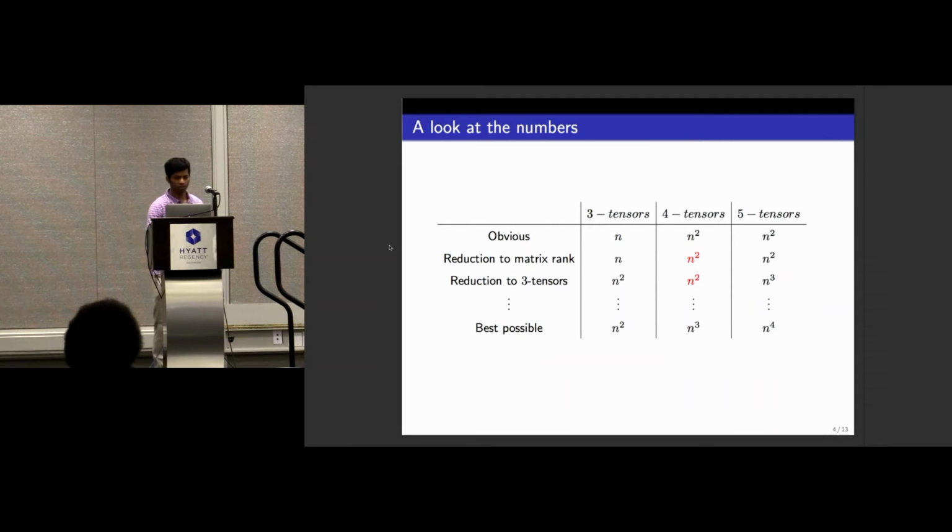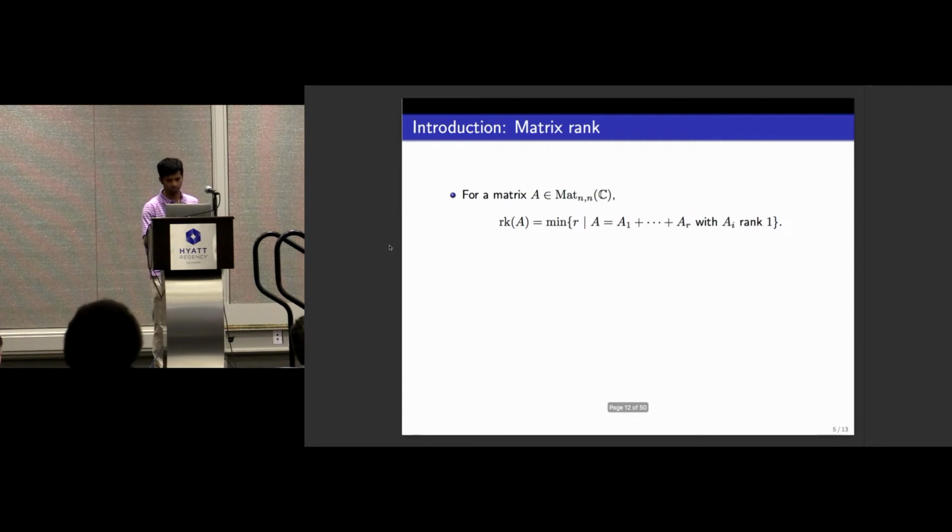Okay? So I just wanted to look at the numbers, and I don't want to lie too much, so I've suppressed all the constants here. And if I'm trying to lift matrix rank lower bounds to 3 tensors, then I have this table, and I want to point out 2 things. I want to point out the things in red, which says for 4 tensors, whether you try to lift matrix rank or 3 tensor rank, you're only going to be able to do quadratic. But for 5 tensors, for example, if you try to lift from matrix rank, you'll get quadratic. If you try to lift from 3 tensors, you will get cubic, although the best is n to the 4. So there's a sort of gradation as to how far you can get. But this gradation is going to be very obvious. I mean, there's a very obvious way to get a cubic lower bound from 3 tensors for 5 tensors. Okay, and I will sort of explain this to you.